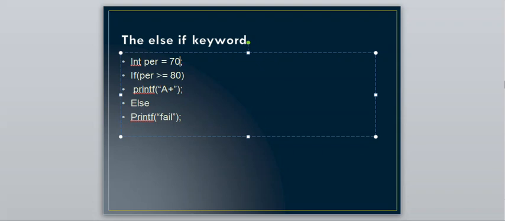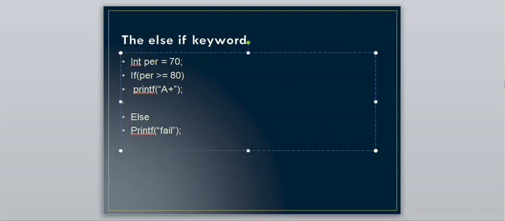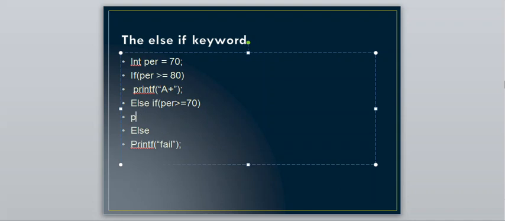So what is the next option? For this, C programming has else if conditions, like else if percentage is greater than or equal to 70. Okay, if the student has 70 percentage, declare that student as A.